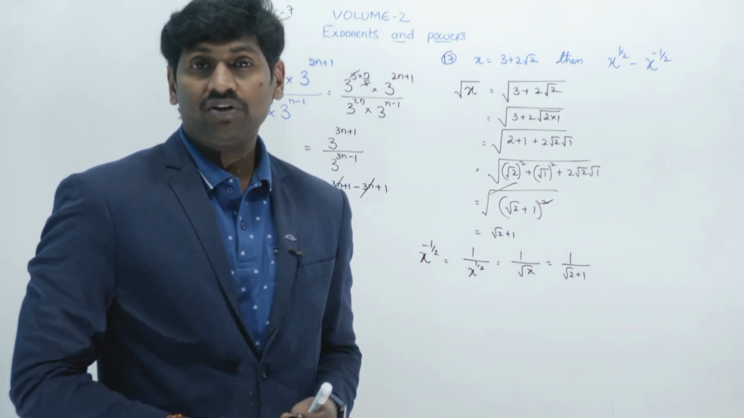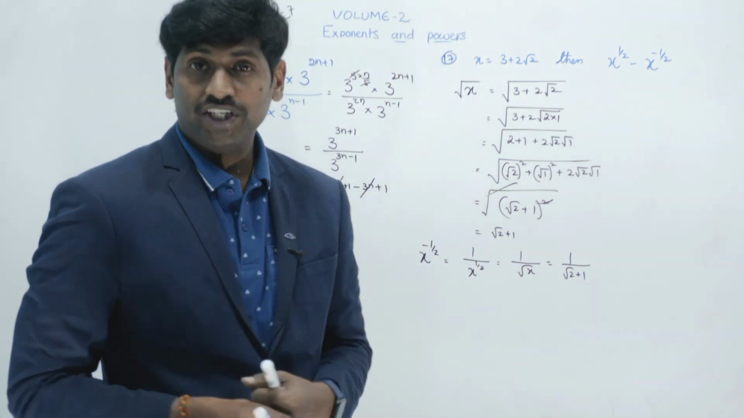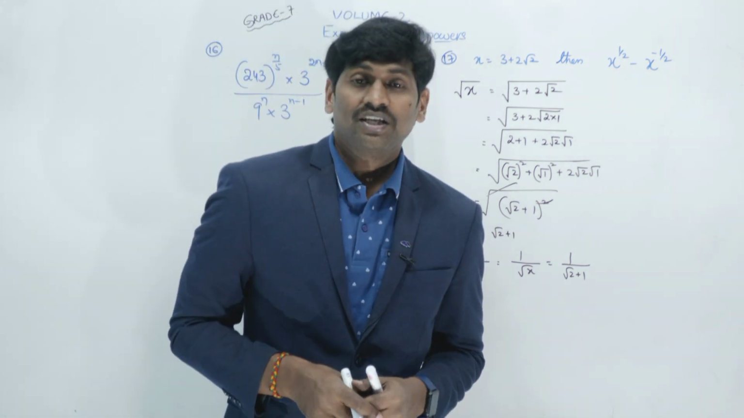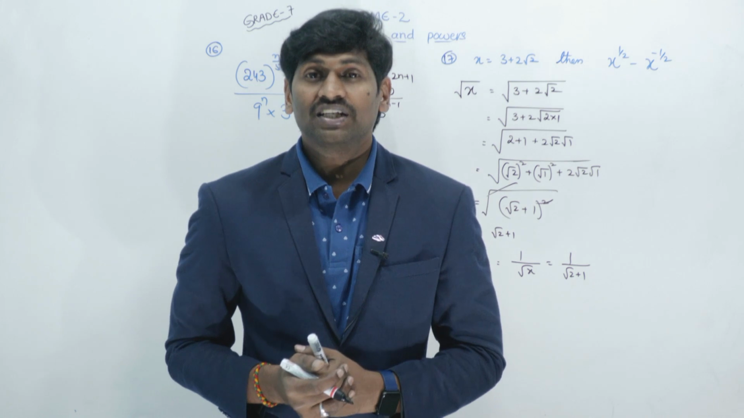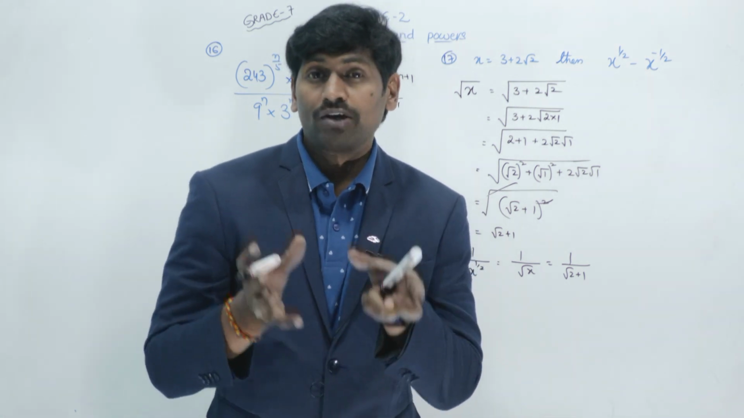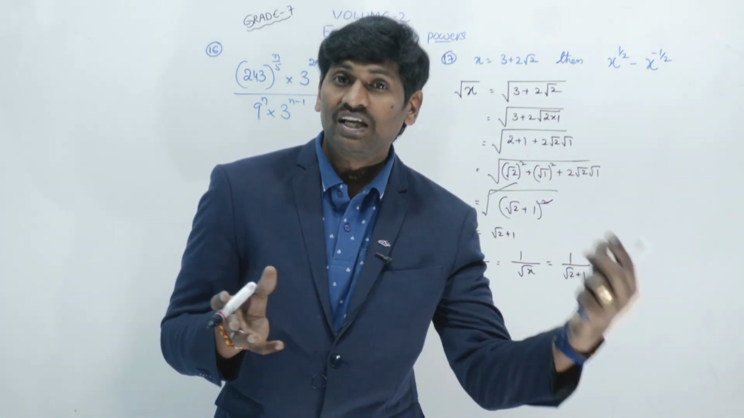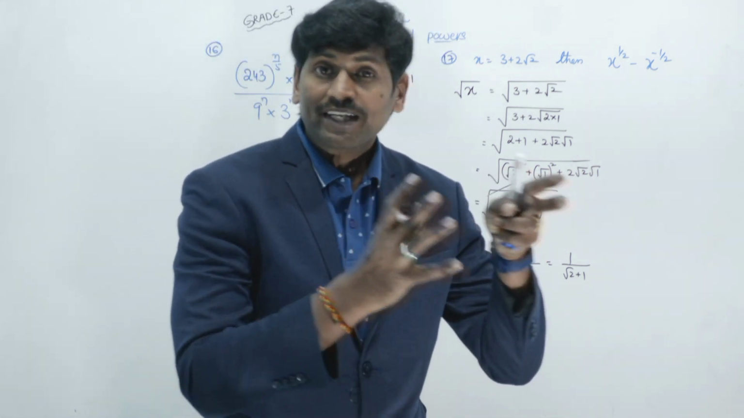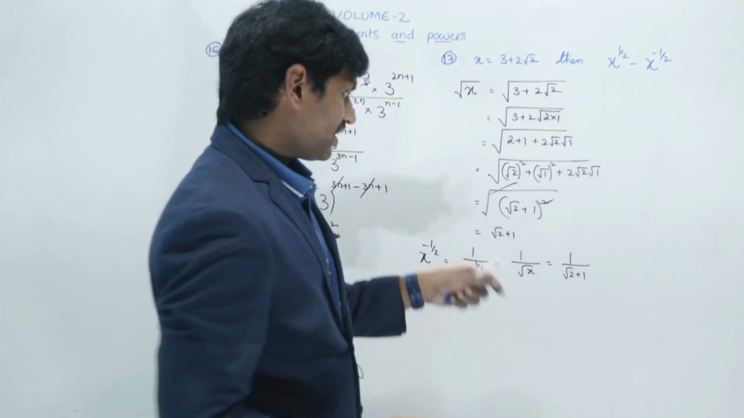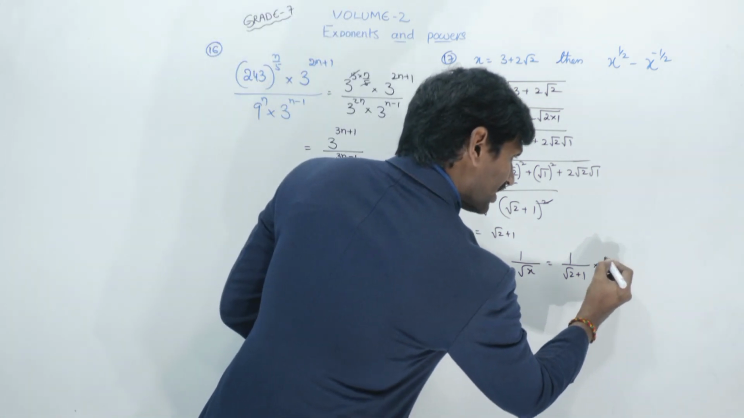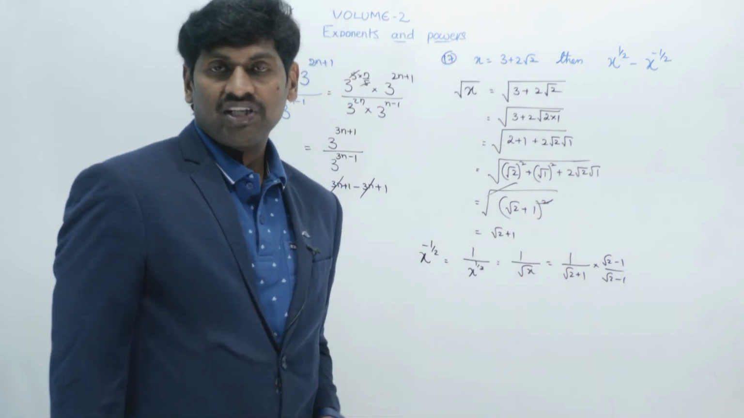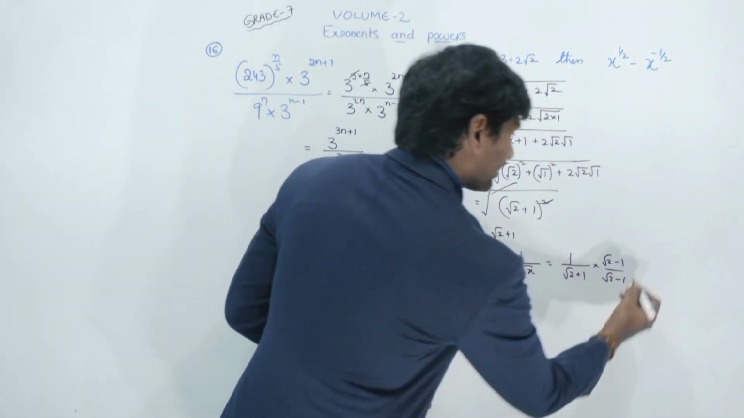Here we need to find out the rationalizing factor of the denominator. Rationalizing factor means when you multiply any two irrational numbers, if the product is rational, then each number is the rationalizing factor of the other. So here the rationalizing factor of root 2 plus 1 is root 2 minus 1. So I am going to multiply and divide by its rationalizing factor.